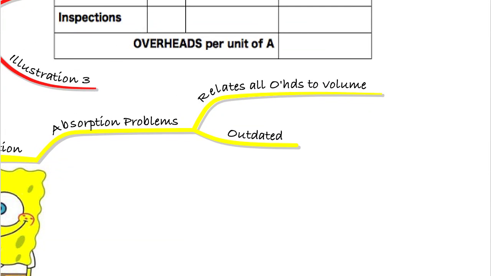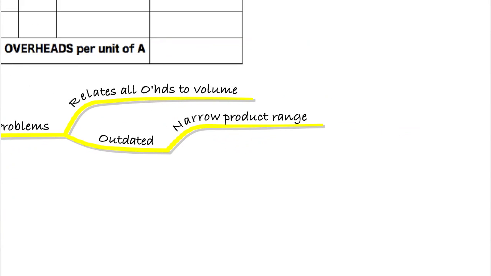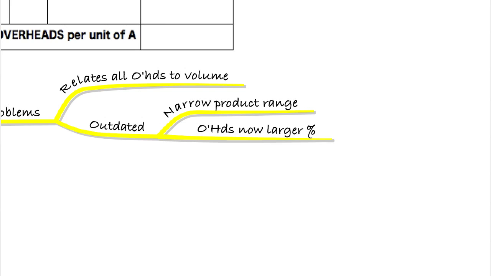So some of the problems will be that it's outdated. It's really related to that narrow production line that we talked about. Only one product really. The overheads also now in our complex production will make up a larger proportion of the total cost of a product. Think of a car production line in the 1930s and you'll think of lots of people standing making changes to the car, working on the car as it goes through the production line.